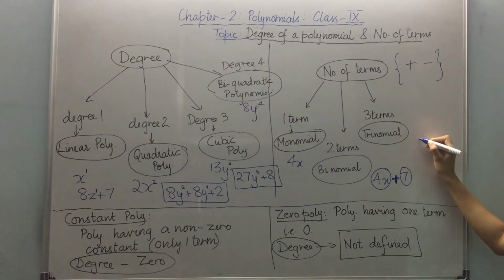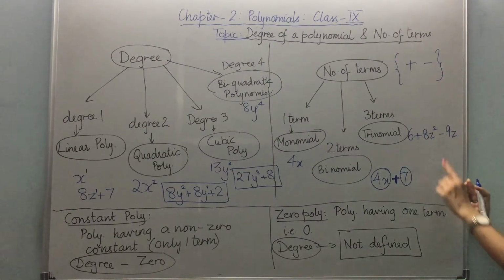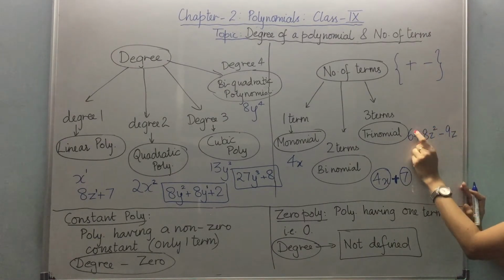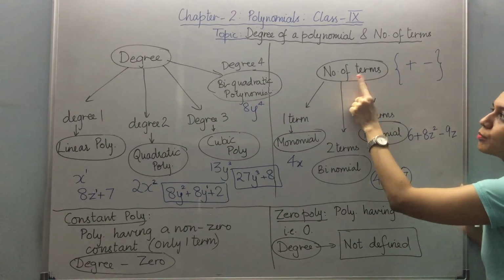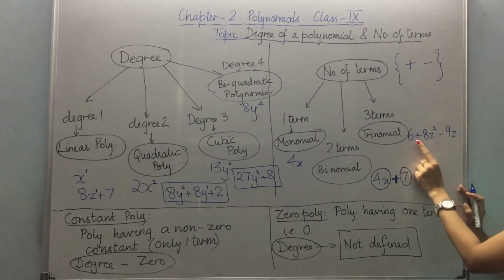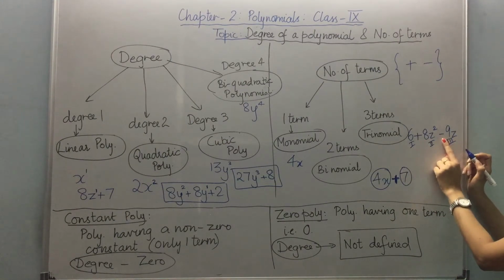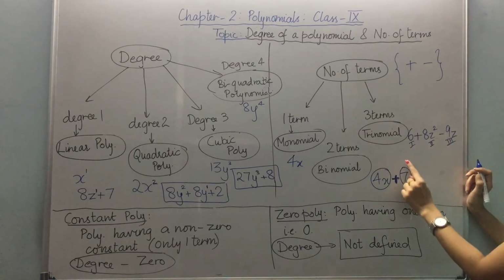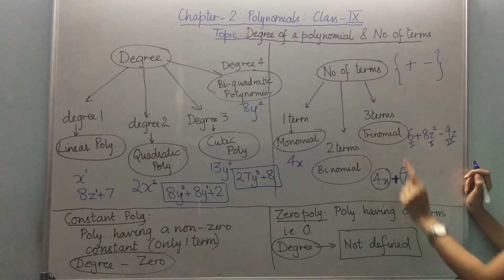Trinomial has 3 terms, separated by 1 plus or 1 minus, both plus, or both minus. How do we write it? 6 plus 8z square minus 9z, let's say. It doesn't matter what the degree of the term is. Only thing that matters is how many terms are there. Here there are 3 terms separated by this plus and minus. So we say this type of polynomial has 3 terms, or also call it a trinomial.